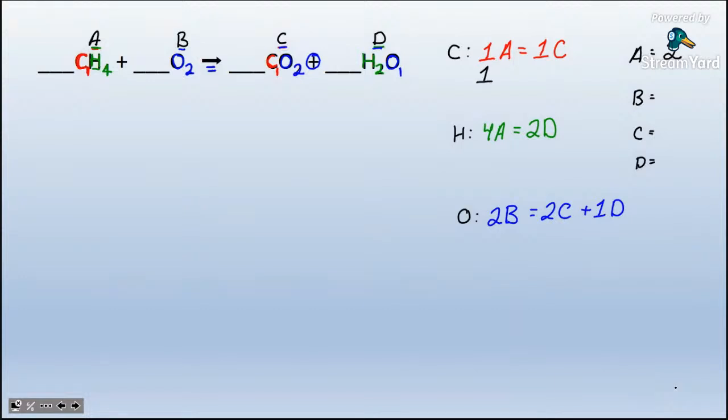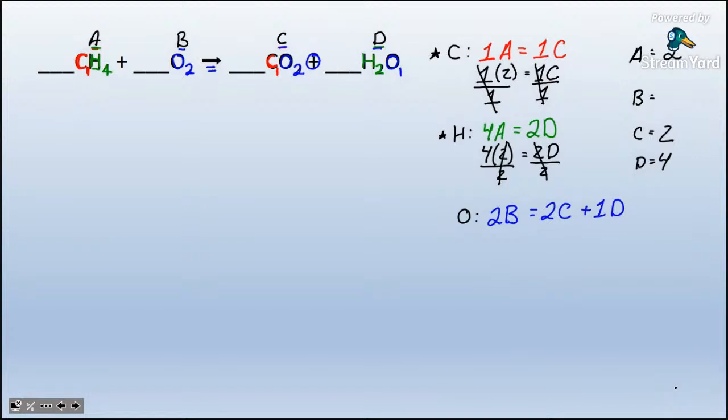So I've got the equation 1A, where A is now defined as 2, equals 1C. So solving for C, I would divide both sides by 1. So C would have a value of 2. And I'm done with carbon's equation. Now I can look at hydrogen. 4 times A, where A is 2, equals 2D. Solving for D, I divide both sides by 2. And D equals 4. Now I'm done with hydrogen's equation.